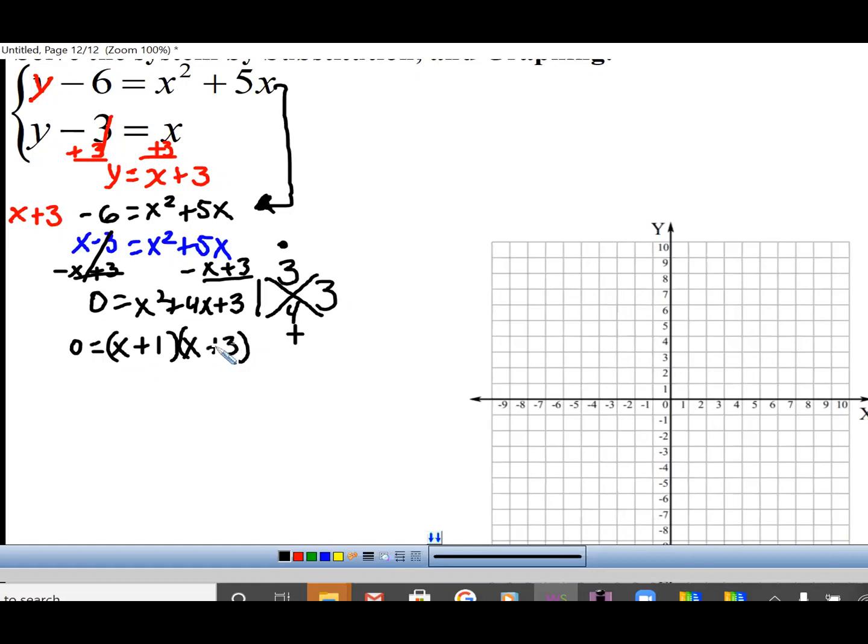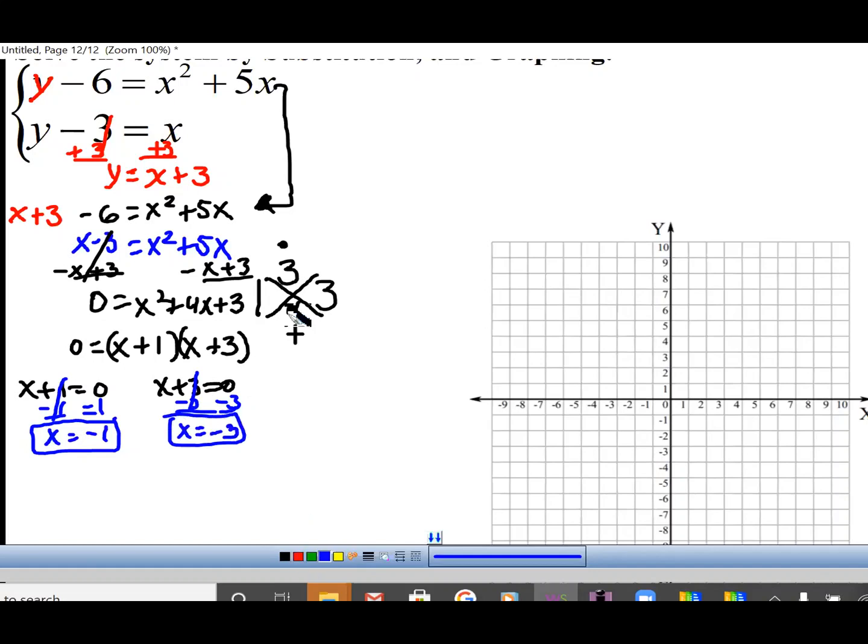And what did we say we do with that? We set them equal to 0. So we have x plus 1 equal to 0, x plus 3 equal to 0. We solve for x, minus 1, x equals -1. This one minus 3, x equals -3. Are we done?